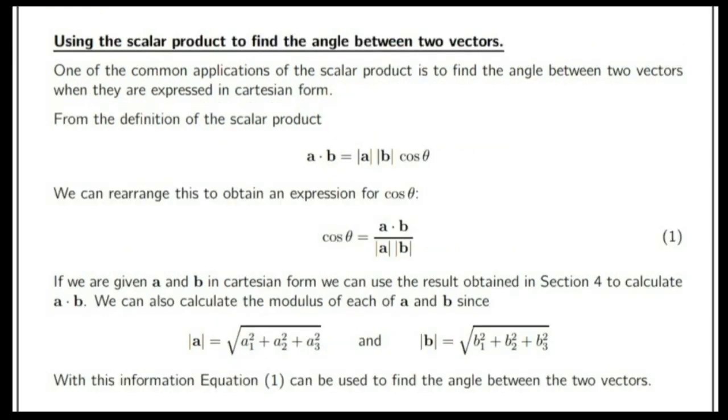Now using scalar product, we can find the angle between two vectors, because we know that the definition of dot product is vector A dot vector B is equal to AB cos theta, where A and B are the magnitudes of vector A and vector B. So rearranging the equation, we have cos theta equal to vector A dot vector B by AB.